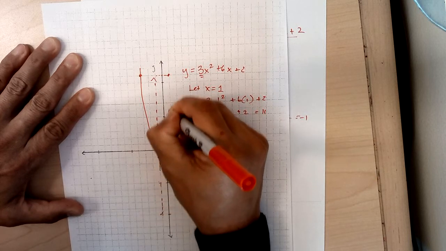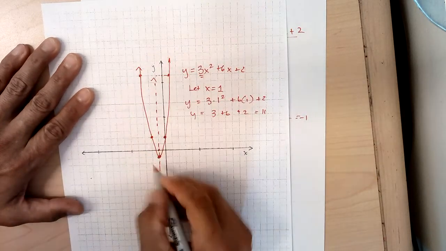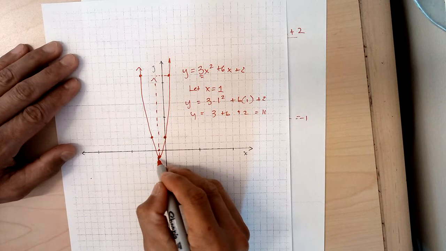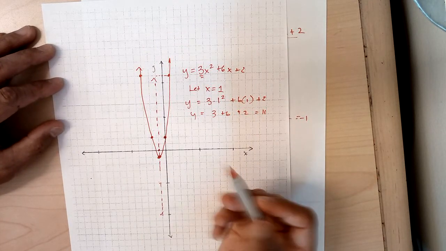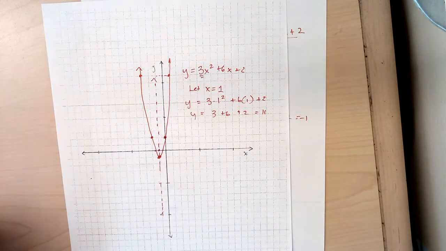Graph opens up. We know where the vertex is. The vertex is at negative 1, negative 1. The y-intercept is 0, 2. These would be the x-intercepts or the solutions, but that's what the graph would look like for the equation y equals 3x squared plus 6x plus 2.